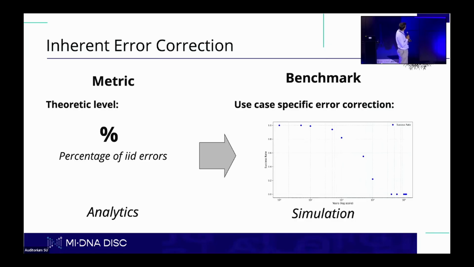Now, in order to quantify this property of your encoding approach, you could come up with different metrics. You could, for instance, calculate the percentage of errors that could be introduced into your DNA in the synthesis process and in the sequencing process, and then quantify the amount of errors that your encoding scheme could handle under the assumption of, let's say, IID errors, etc.